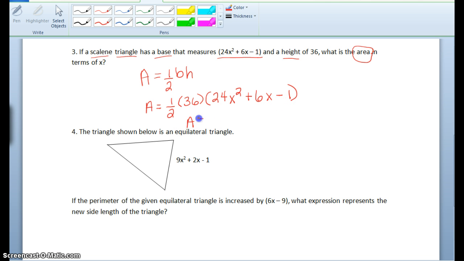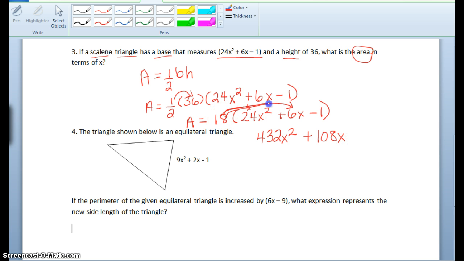So that gives us the area is equal to 1/2 times 36. 1/2 times 36 is 18. And then we're going to have 18 times 24x squared plus 6x minus 1. Then we're going to multiply the 18 times 24x squared. And when we multiply 18 times 24x squared, we're going to get 432x squared. Then we're going to do 18 times 6. And when we do 18 times 6, we're going to get 108x.